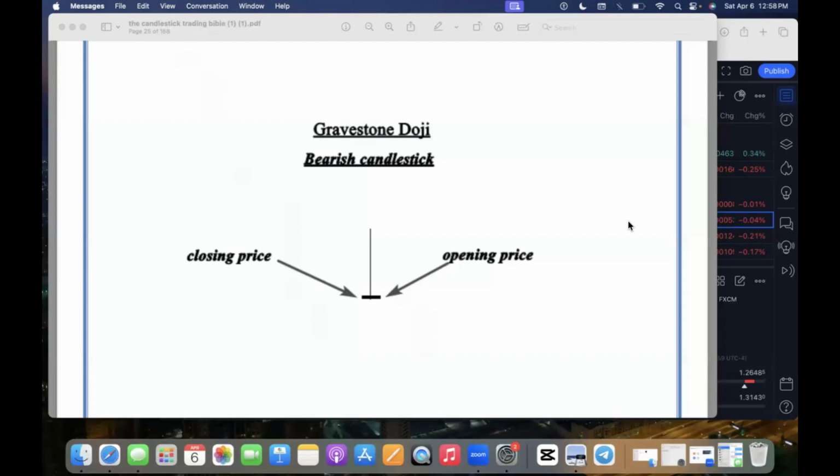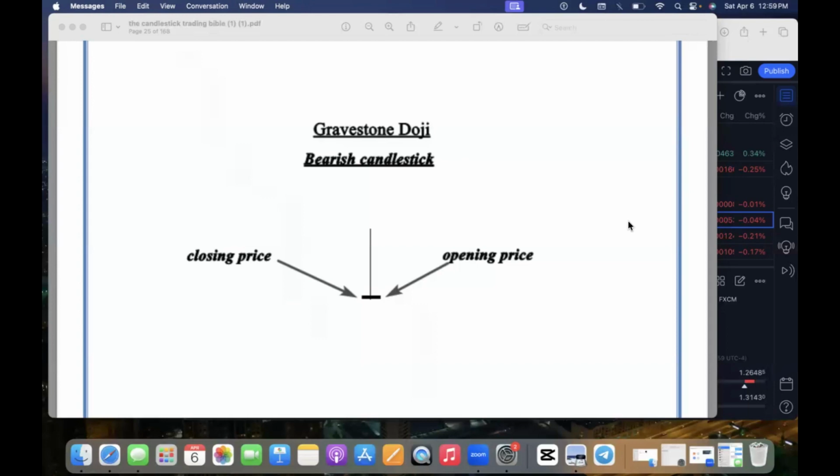But today we're going to have a quick video on the Gravestone Doji candle. Now, this is a bearish candlestick. Some candle patterns just have one candle. Some patterns have multiple candles, but this is a single candlestick pattern, and it's very easy to identify. Now, if you see my last video on the Dragonfly Doji, this is the exact opposite of that. Just think about a capital T, but upside down. This is how you're going to be able to identify a Gravestone Doji.